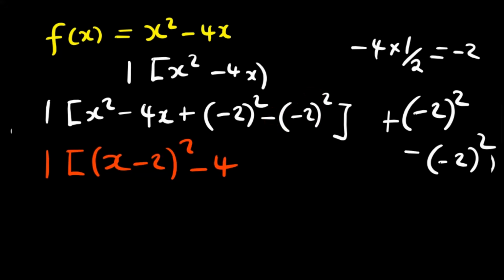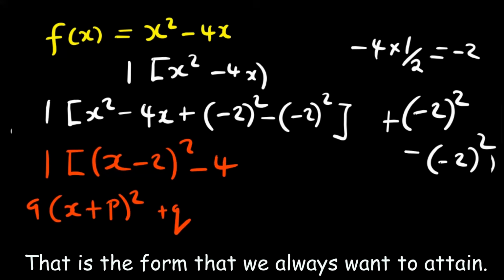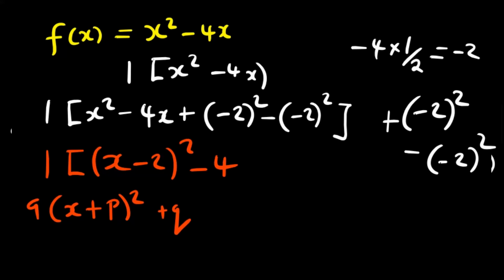Now you're able to see that it is an expressed form. We've expressed it in the form of a, x plus p squared, minus q or plus q. Okay, that is the form that we always want to attain. We've expressed it in that form.